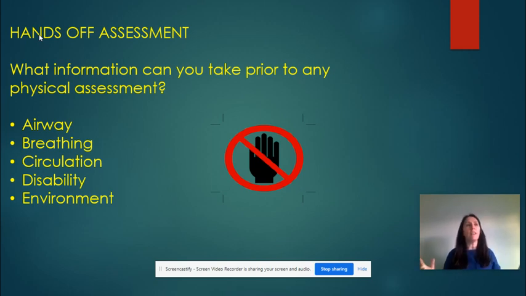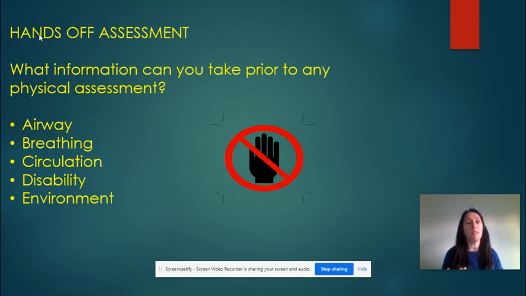Circulation. How can I tell circulation from across the room? Well, it's mostly to do with the colour of the patient. So if somebody's got poor circulation, if they're hypovolemic, they will essentially be pale. If they're in shock, they will essentially be pale. A lot of people, when they're seriously unwell, get kind of a grey pale.